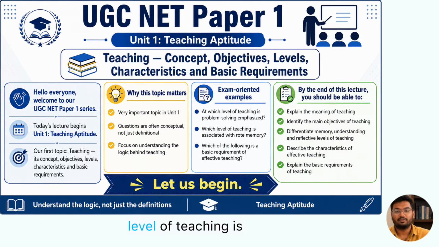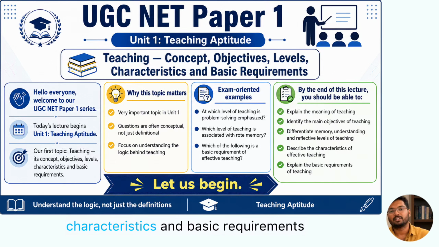Or, which level of teaching is associated with rote memory? Or, which of the following is a basic requirement of effective teaching? So, our goal today is not only to remember points, but to understand the logic behind them. By the end of this lecture, you should be able to explain what teaching means, identify the main objectives of teaching, differentiate between memory level, understanding level, and reflective level of teaching, and finally explain the characteristics and basic requirements of effective teaching.